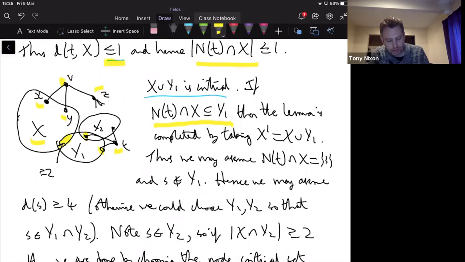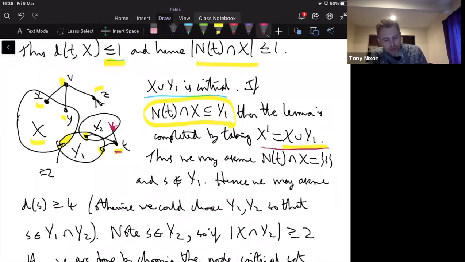But now the lemma would be complete because we could just take x dash to be x union y1, because if the neighbor set here is contained in y1, then this vertex, which we know has degree at least 4, is not in x union y1, and so x union y1 is node critical for t, so we'd be done.